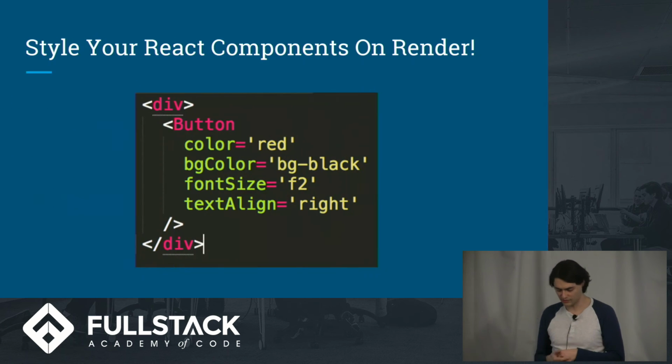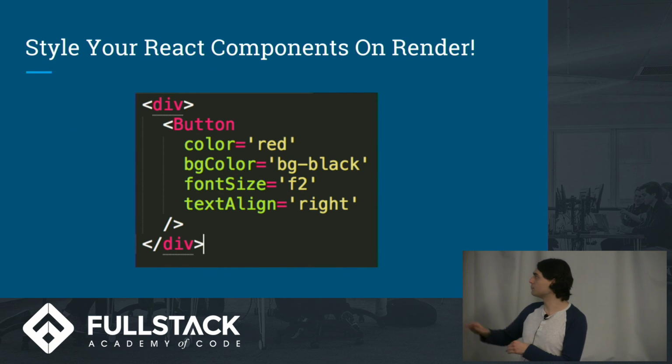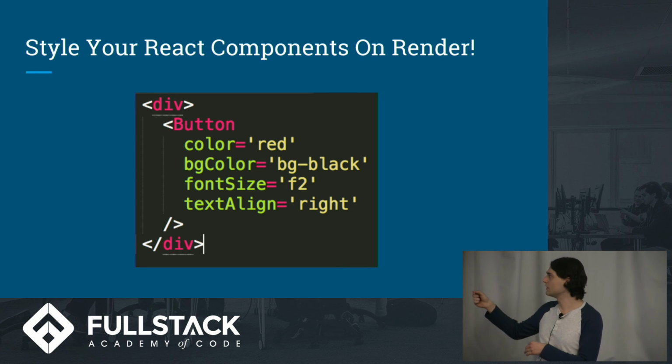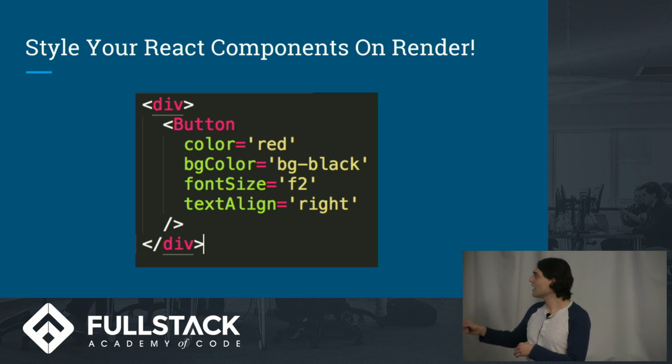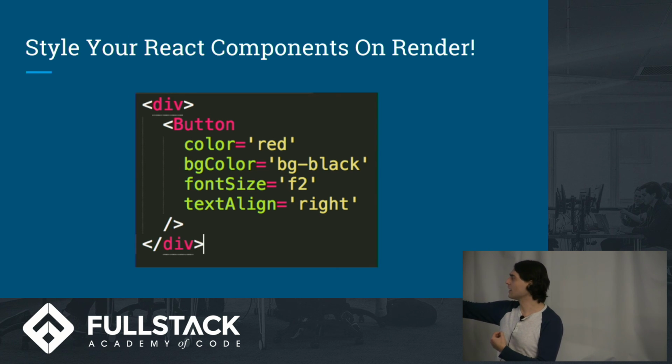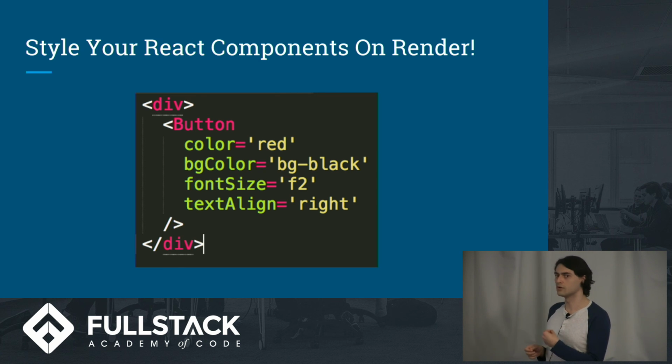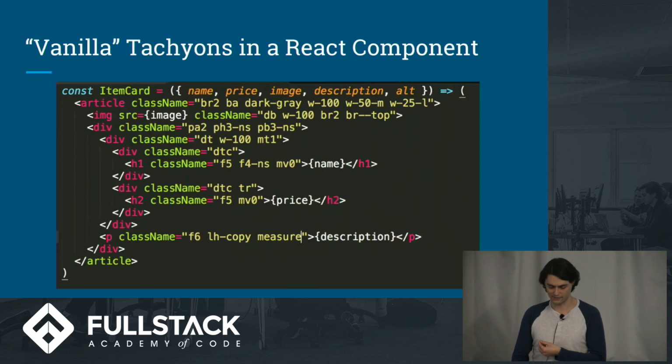So the way this actually gets implemented is something like this, where you'll have button, you have color equals red, BG color. These are all classes in your React component, and you've programmed in the back end all these different attributes they can have. So BG can be black, BG can be red, BG can be blue, and this makes it really easy to style your components on the fly without having to rely on CSS.